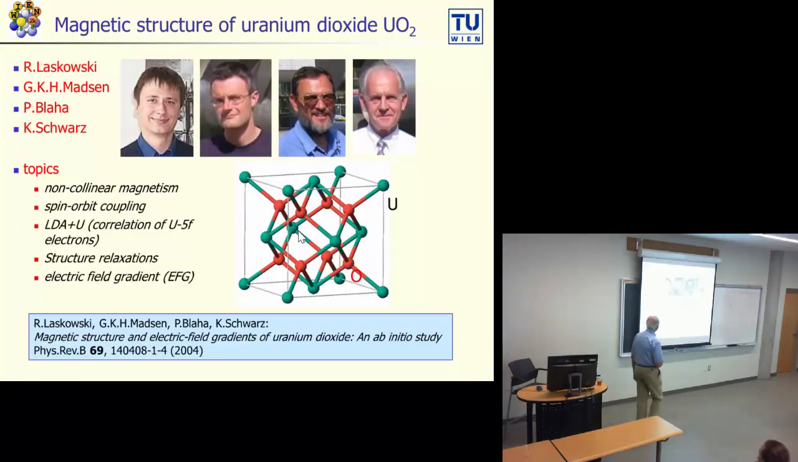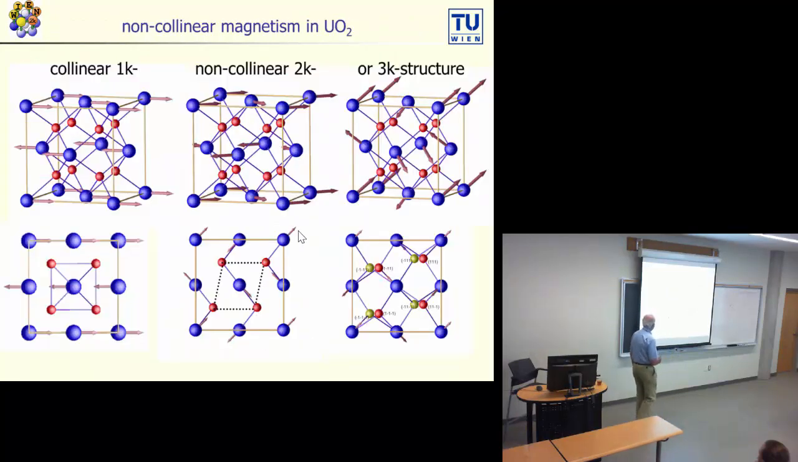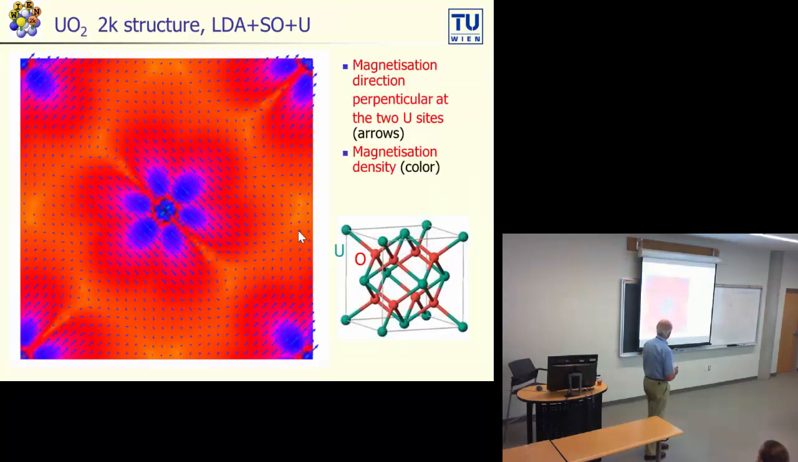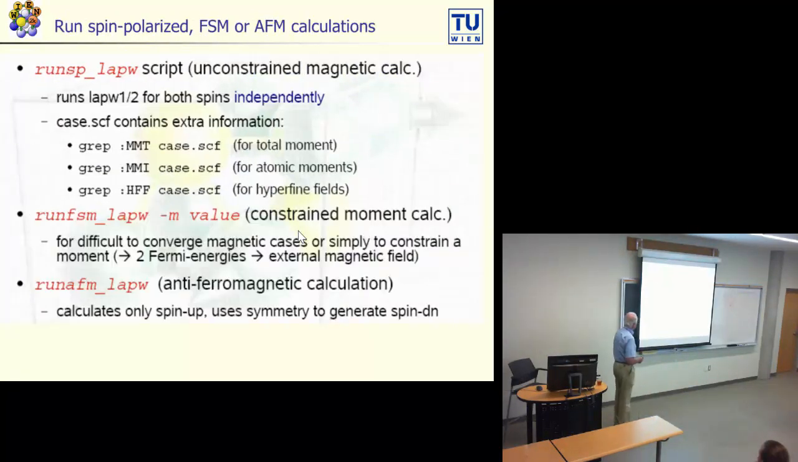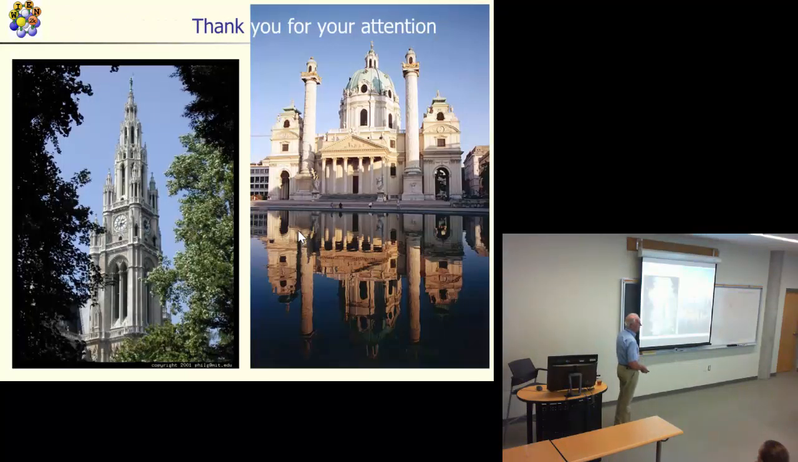I think Robert will talk about the non-collinear magnets, but I show you one picture just to illustrate what that means. If you have magnetic moments in such a crystal structure, and they orientate non-collinearly, then you have to use a different description. That is ruthenium dioxide. Let me skip that, and I thank you for your attention.